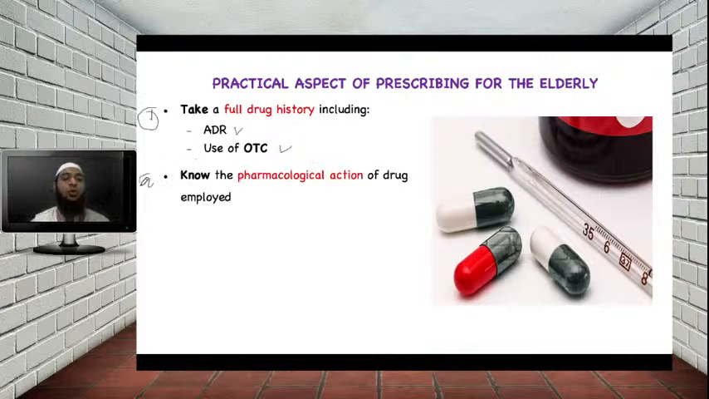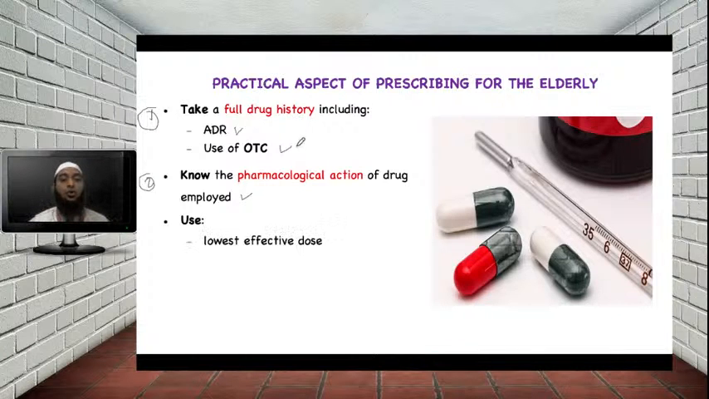Second strategy, know the pharmacological action of the drug employed. As a pharmacist, you must know the pharmacology of the drug that you are going to dispense to the elderly patient, and try to correlate it with their pharmacokinetic and pharmacodynamic changes, and try to predict future adverse drug reactions. You need to foresee those ADRs in those patients, and then accordingly you can decide the strategy.